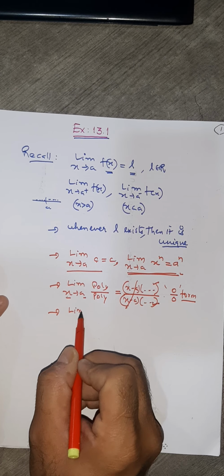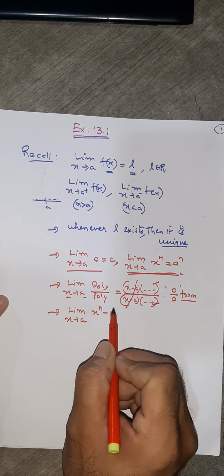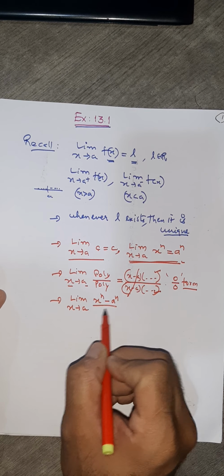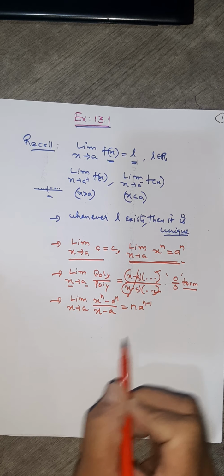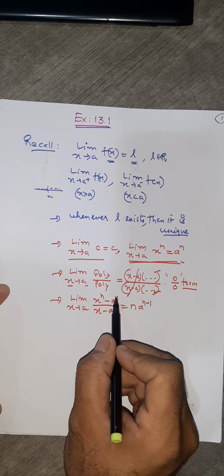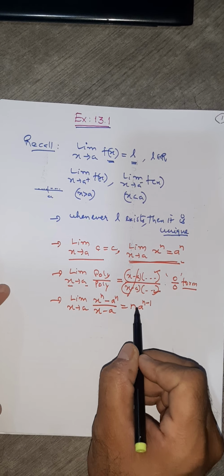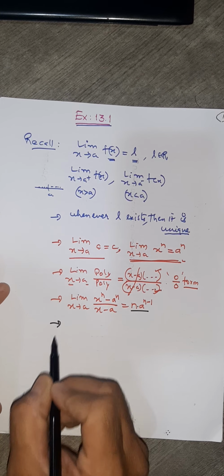Next form, that is the standard form: the limit of x raised to n minus a raised to n upon x minus a equals n into a raised to n minus 1. This is the limit. What you did: take this n in the product and one less power here. N in product and one less power.